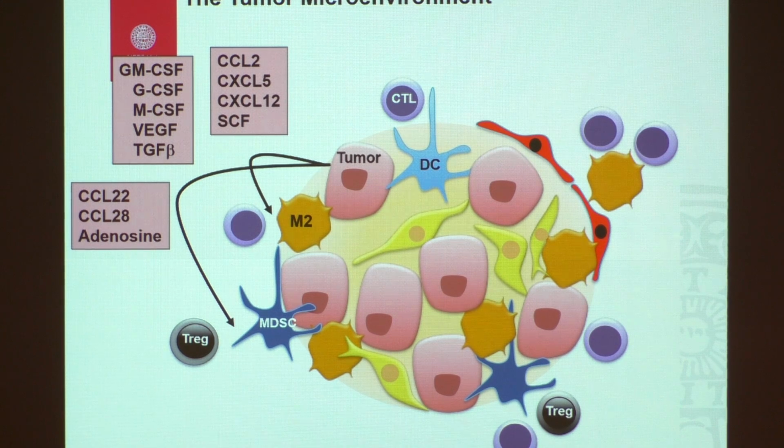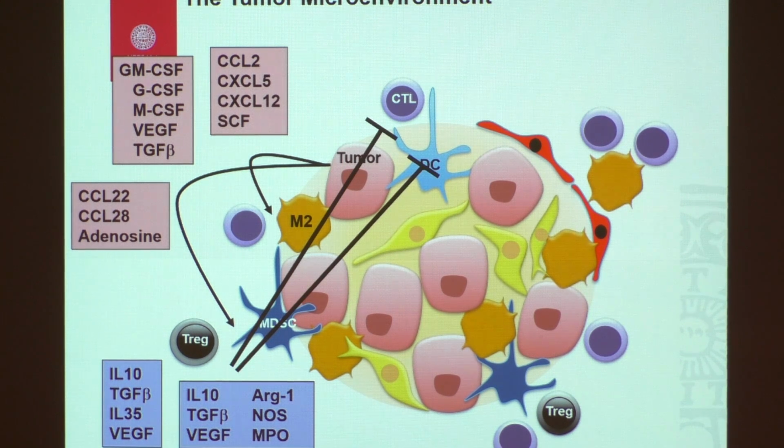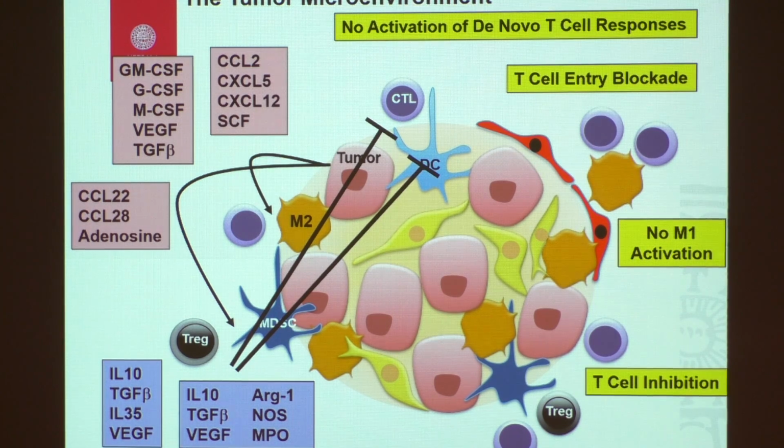And then myeloid-derived suppressor cells and other players in the tumors, they promote the development of T regulatory cells in the tumor. So these players together produce a lot of immunoinhibitory cytokines like IL-10 and also growth factors like TGF-beta, IL-35 and so on. And together this will inhibit both the activation of dendritic cells but also the activation of cytotoxic T cells and NK cells. So if we don't have any active antigen-presenting cells such as dendritic cells, we will have no activation of de novo T cell responses. And for those T cells that are already there, they will be blocked from entering the tumor. For example, macrophages can somehow be guards that prevent the T cells to enter.